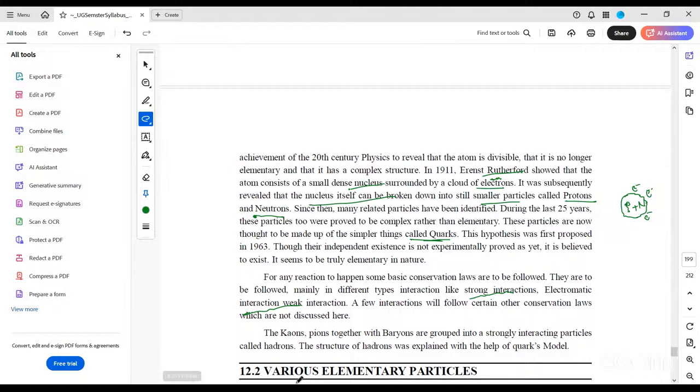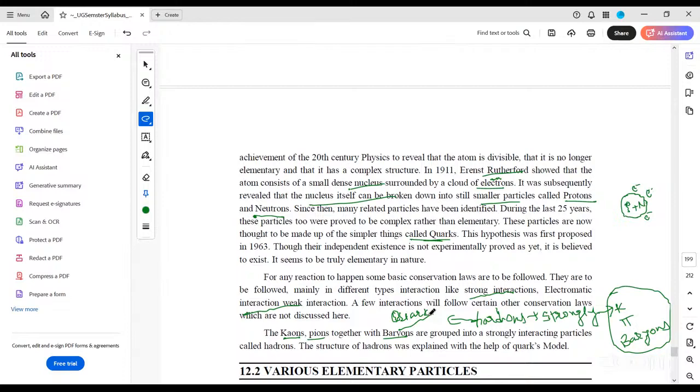Next, we will observe kaons, pions, together with baryons, grouped into strongly interacting particles. Here we will use the term hadrons. Hadrons interact strongly. In this strongly interacting group, what comes? Kaons, pions, together with baryons. These three together are called hadrons. So hadrons are strongly interacting particles, and kaons, pions and baryons come under this. Next, these hadrons are explained using quarks. So this comes under the introduction.